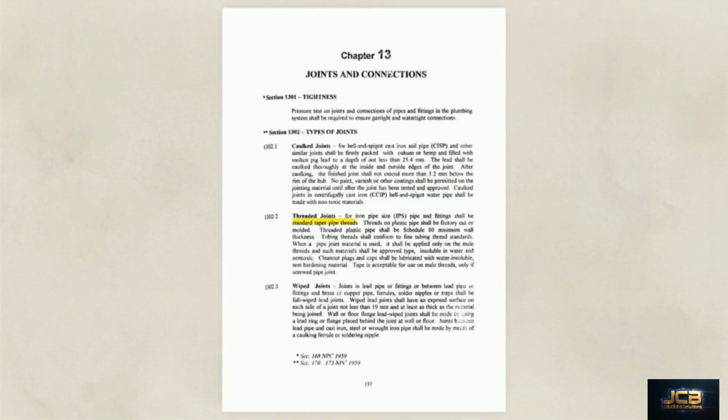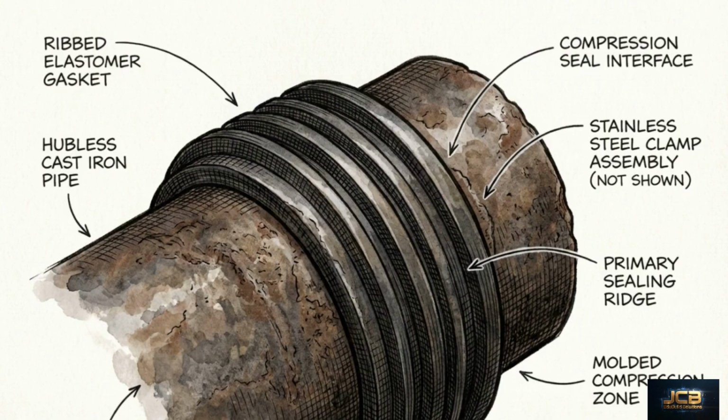Moving to threaded iron joints, standard taper pipe threads are required. Threaded plastic pipe must withstand thread shear forces, thus requiring a Schedule 80 minimum wall thickness. Not all heavy systems use lead or threads. Hubless cast iron and vitrified clay sewer pipes require modern elastomers to maintain their seals.